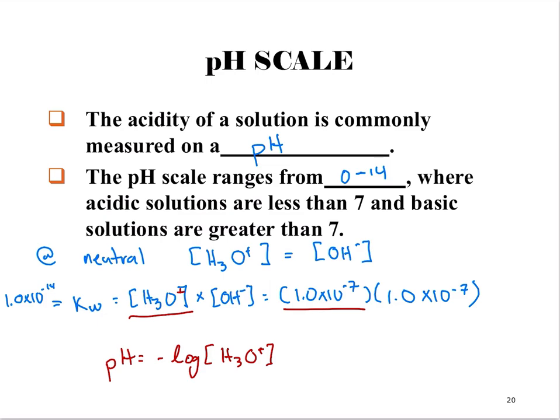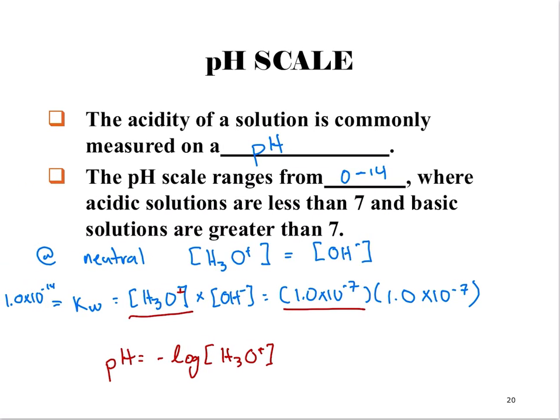It's a lot easier to deal with 1, 2, 3, 4, 5, 6, 7, 8, 9, 10, 11, 12, 13, 14 than it is to deal with 1.0 times 10 to the minus 7 or 10 to the minus 8.2, right? So that's why we use the logarithm. It's just a way that we describe the magnitude, how large that number is. And we put a negative sign there because the negative sign just cancels out the negative sign that's in the exponent there. So this is how we define the pH of a solution.